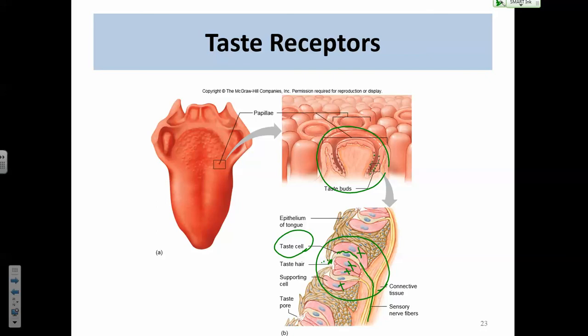Okay. So would this be direct or indirectly stimulated? Indirect, because the actual stimulus is the chemical, and it's binding to the cell that the neuron is connected to.